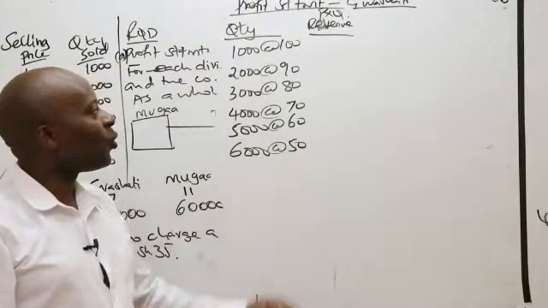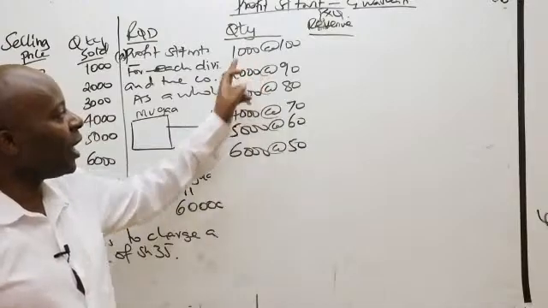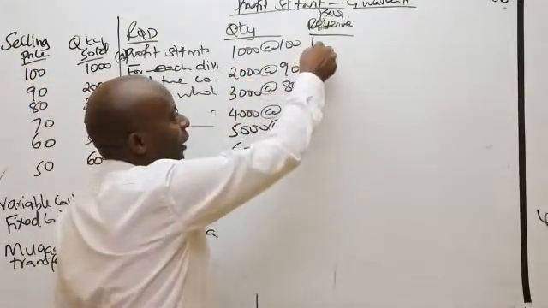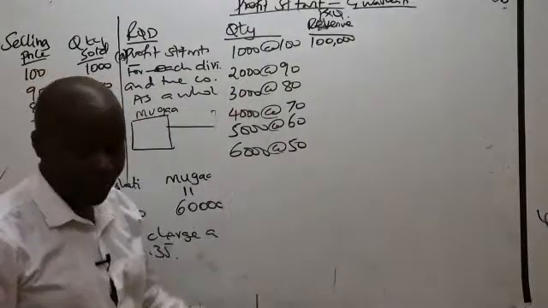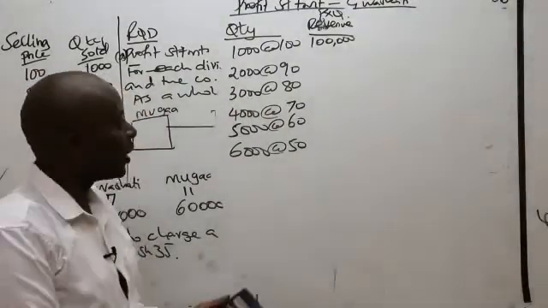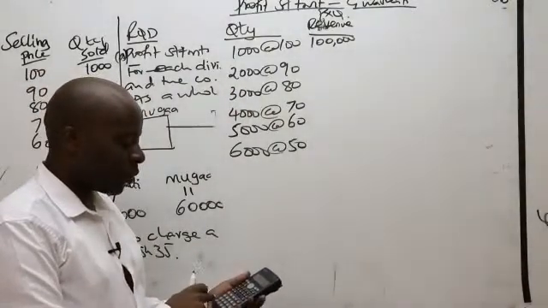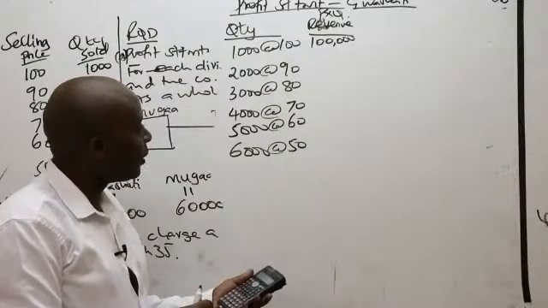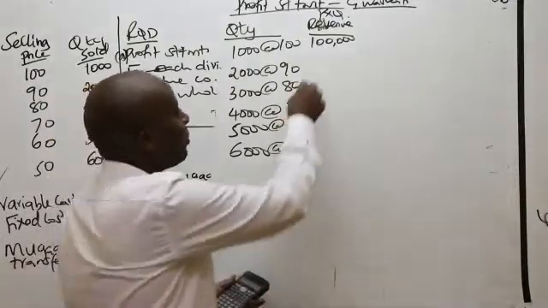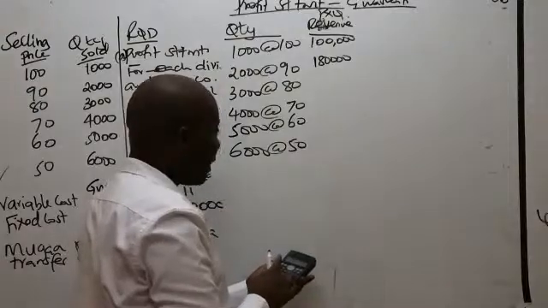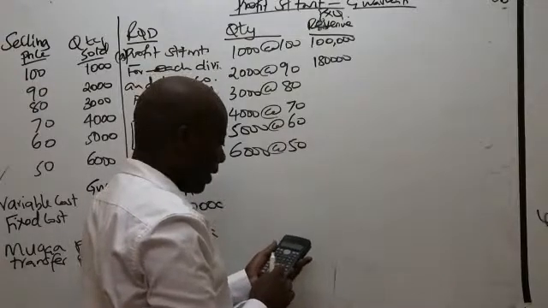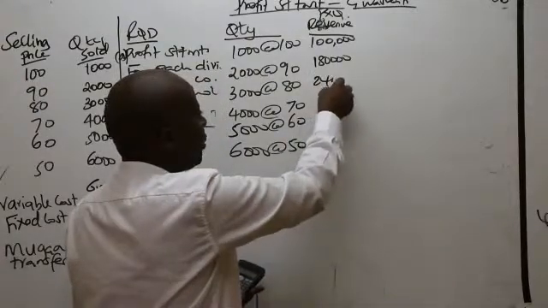So price times quantity: 100 times 1,000 gives me 100,000. Then we have 2,000 times 90. It's always good to rely on our calculators; however easy it may look, I always like my calculator. So this gives me 180,000. And then 3,000 times 80 gives us 240,000.